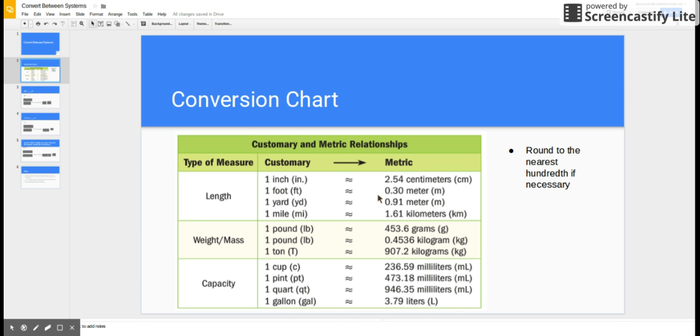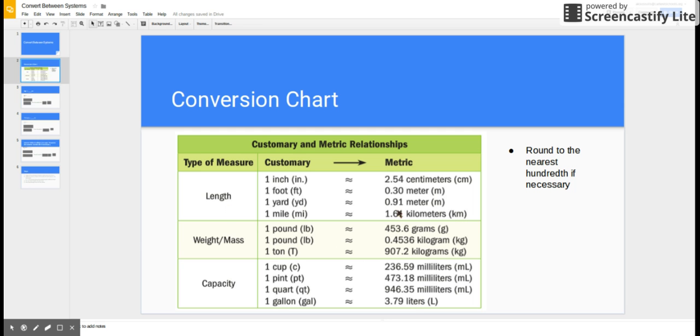These are the kinds of units that we would have for length. On this side, the left side, we have all the customary units. These are the units that we use here in the United States. On the right side, we have all the metric units. These are the units that they use all around the world, other than the United States.